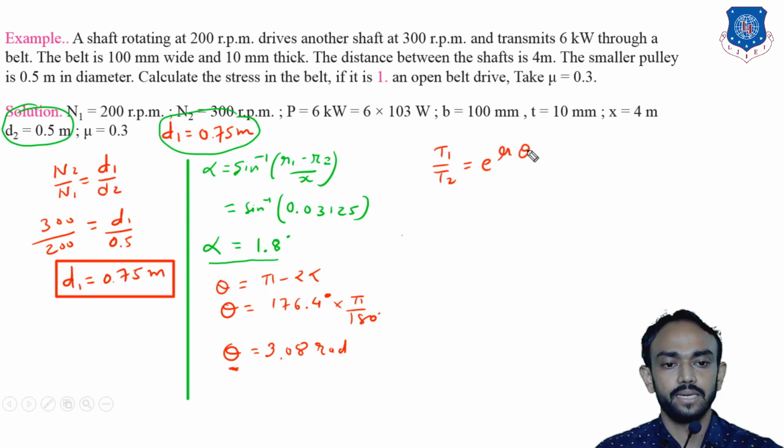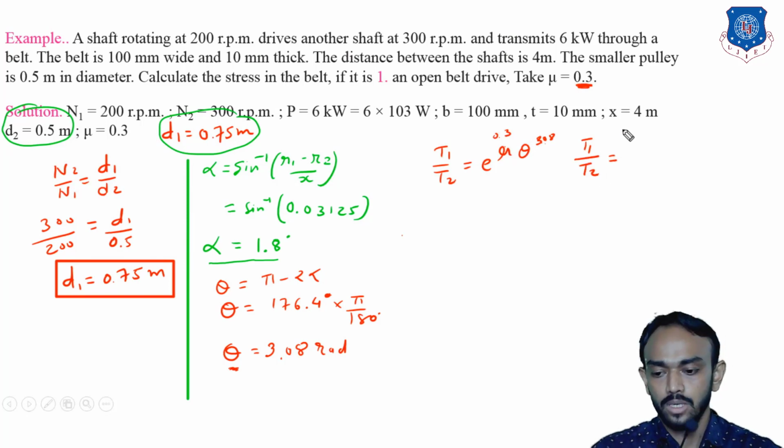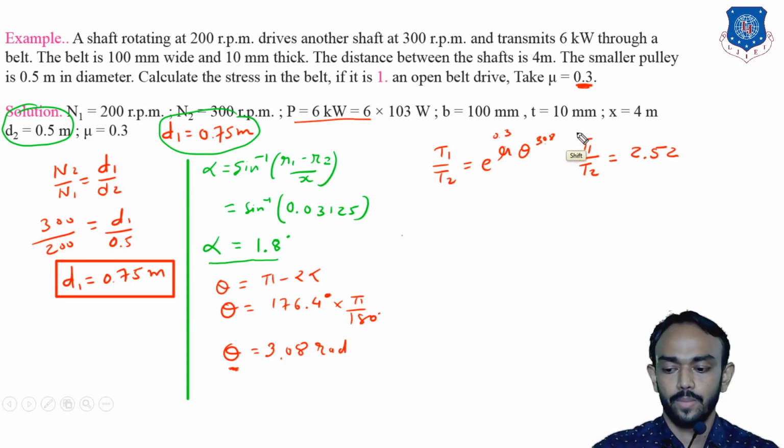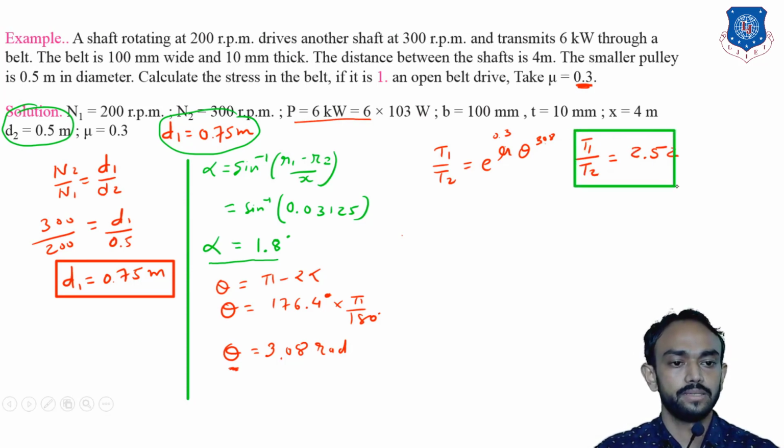And this theta we will use in T1 upon T2 equals e raised to mu theta. If you put mu equal to 0.3, which is given, and theta equal to 3.08, you will find T1 divided by T2 is equal to 2.52. This will be our equation number 1.